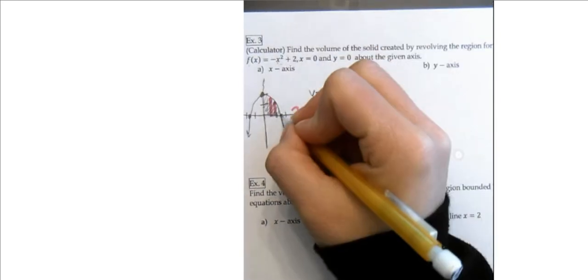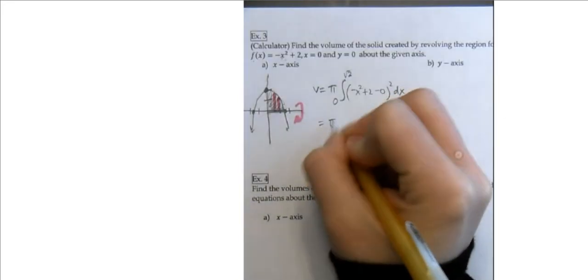Okay, so our volume now. It's pi. These get stacked up on the x-axis. So remember, this was root 2. So we're going from 0 to root 2. These are top minus bottom because they're vertical. The top is negative x squared plus 2. So y equals negative x squared plus 2, minus the bottom, which is y equals 0. Okay, and then actually I'm not going to do any more because we can use our calculator.